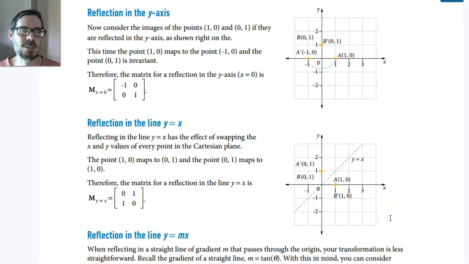The point is not that you need to remember every single matrix that there could be for every possible kind of reflection. The point is, given the context, can I work it out? And each time you ask yourself, where does 1, 0 go? Where does 0, 1 go?